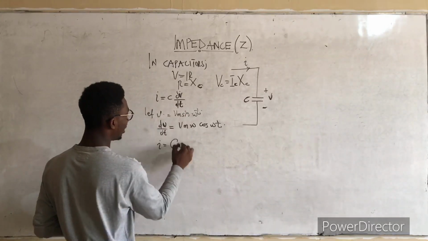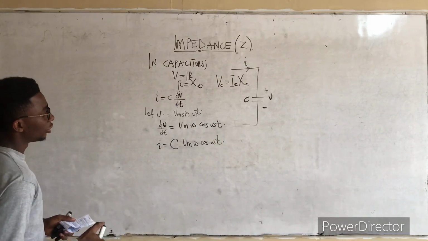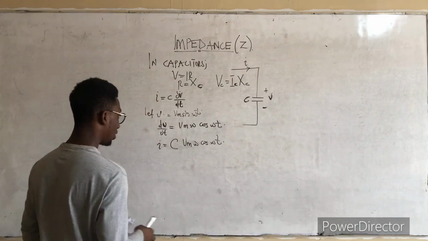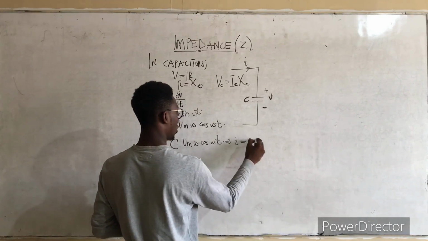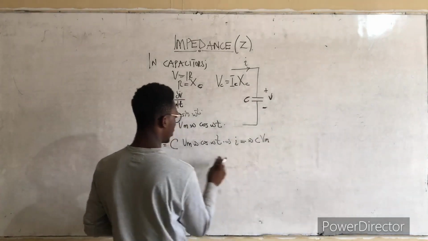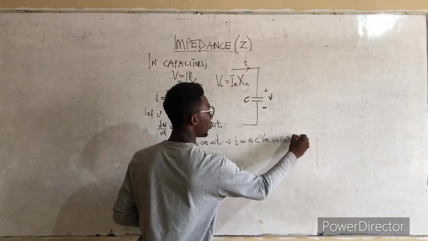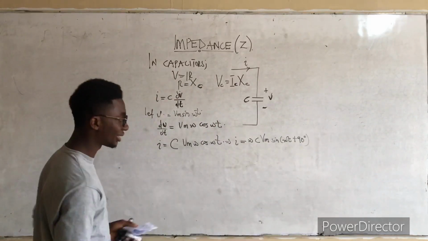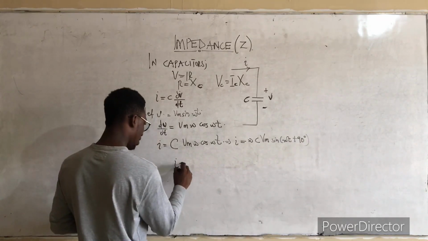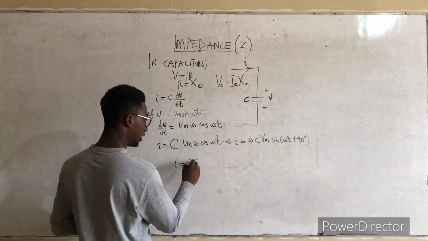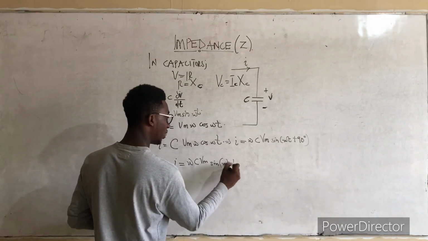So from here, the I now becomes C times dV/dt, which is Vm omega cos omega t. So our I can now be equal to omega C Vm, and if you want to change the cos back to sine, you add 90 degrees, as we did for the inductor. Finally, the current that will flow here will be equal to omega C Vm sine omega t plus 90.